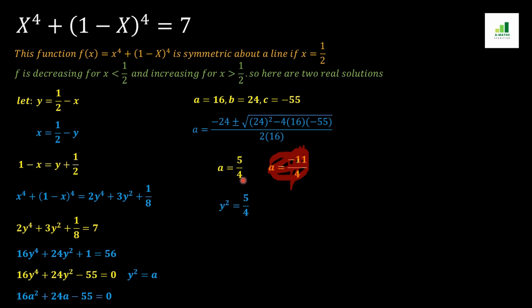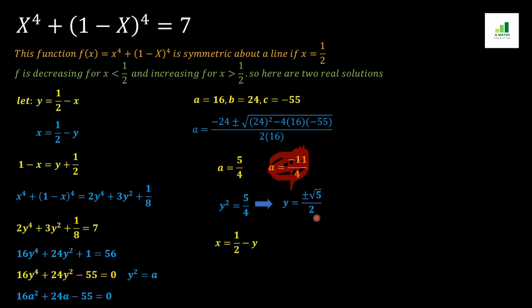As we know, this a is equal to y^2 from our assumption. So here we should replace a with y^2. Now we should take the square root on both sides of the equation, and as a result we will get y = plus or minus root 5 over 2. It means that the square will cancel with the root and we get y = plus or minus root 5 upon 2.